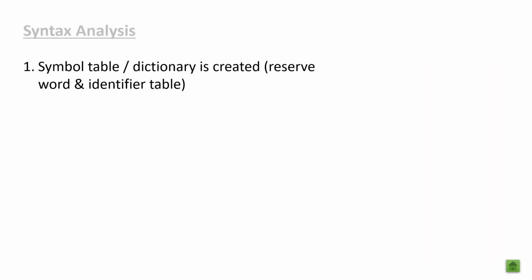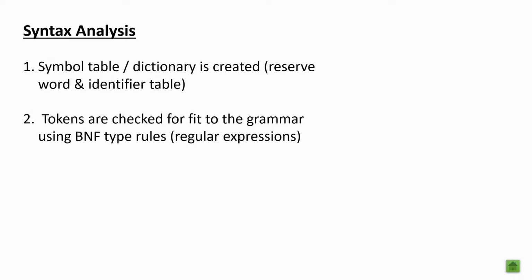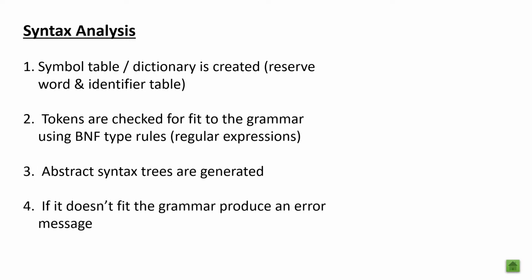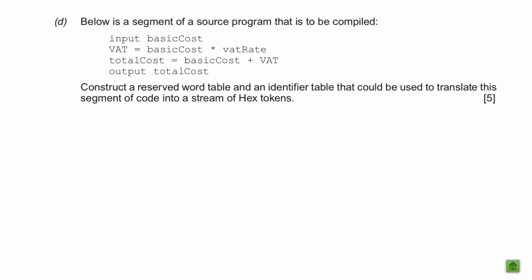A symbol table or a dictionary is created. So in our symbol table, we've got reserved words and identifier tables, and tokens are checked to see if they fit the grammar using things like Backus-Naur form, which we've seen before. Abstract syntax trees get generated, and if it doesn't fit the grammar again, we produce an error message that will always get you a mark. Now, a symbol table consists of a reserved word and an identifier table. And questions like this ask you to draw them for 5 marks.